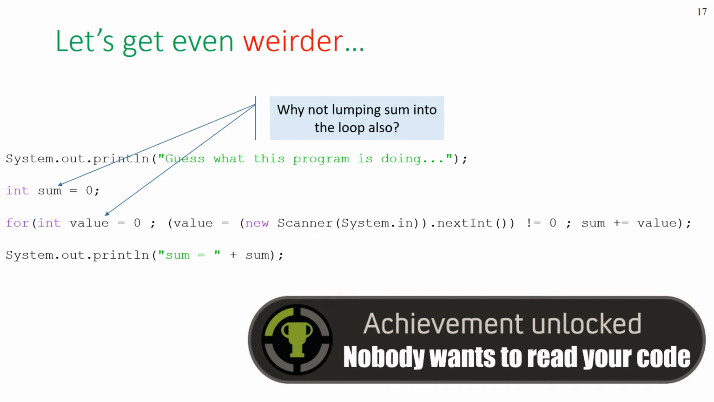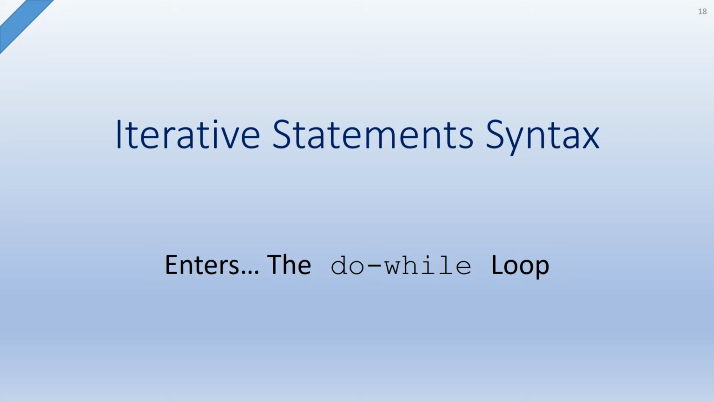If I declare for int value equals 0, comma, sum equals 0, that variable here doesn't exist anymore after the loop. So my sum would not exist. And that would defeat the whole purpose. Now I would have a piece of code that is not only hard to read, but that is also buggy. Okay, double achievement there. All right.